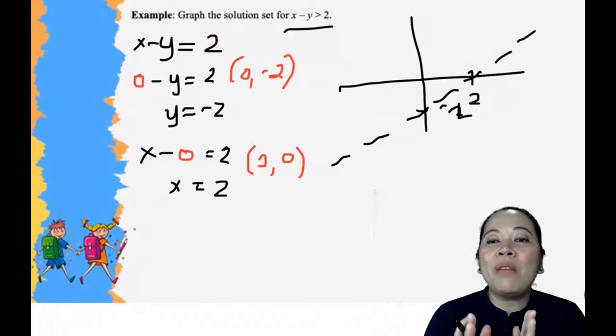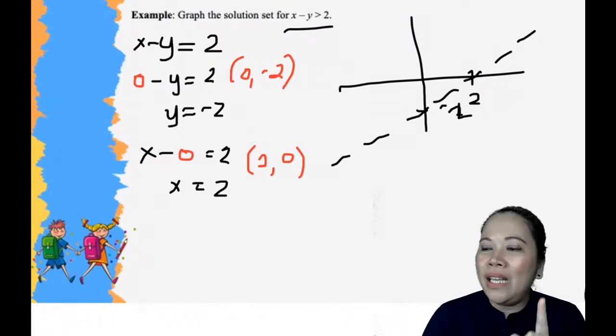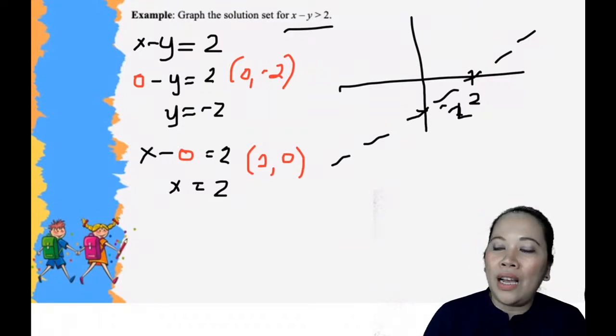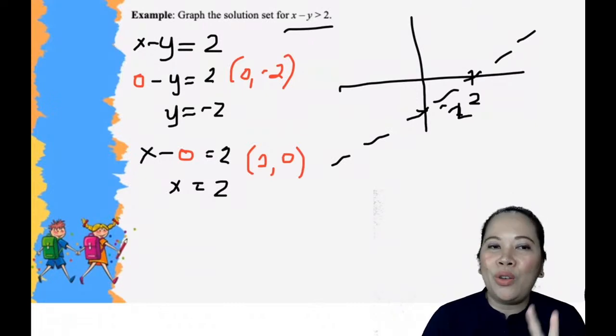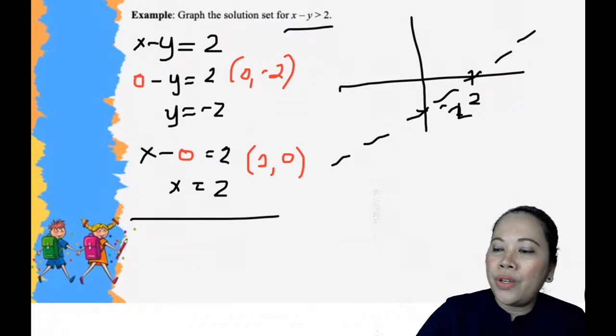So you have a broken line. That's the second step. Again, the first step is to find at least 2 points of your line. The next step is to graph it. And then the third step is to use a test point. As I have mentioned, the best test point that you can use is 0, 0, because it's easy to substitute. So substitute 0, 0 for your test point.